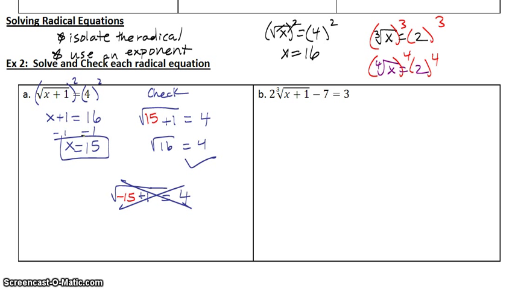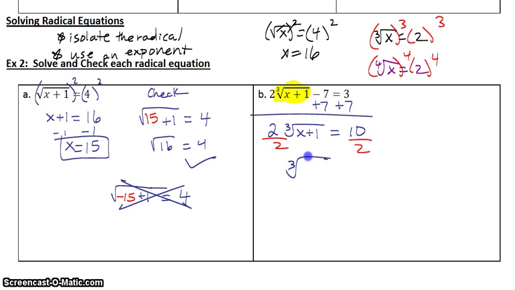Alright, for part B, notice that now my radical part has something in front of it and something outside of it. So just like we did for example A, we have to get this variable part by itself, and anything that's not under the cube root we can get rid of. So I could add 7 to both sides. That's fine. That's not locked away. 3 plus 7 is 10, and I can divide off the 2 because again it's not locked underneath. So I get the cubed root of x plus 1 equals 5.